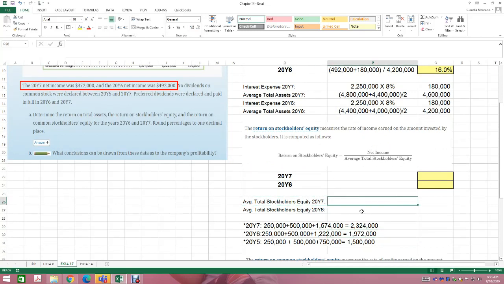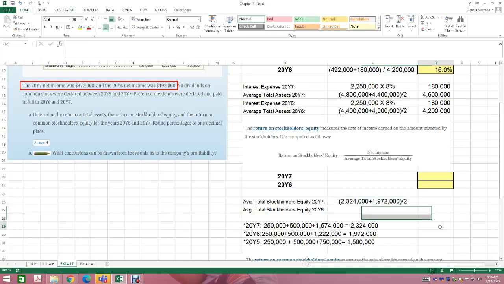Now to figure out your average total stockholders' equity, I'm going to calculate my average down here. To calculate your average, you're going to do the current year's total stockholders' equity, which is 2,324,000. I'm going to add my prior year's, which is 1,972,000, and I'm going to divide by 2.